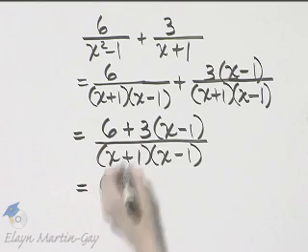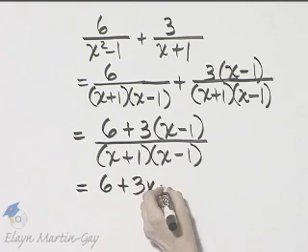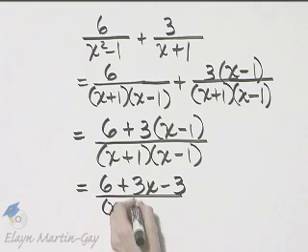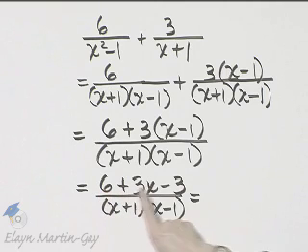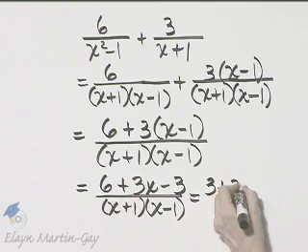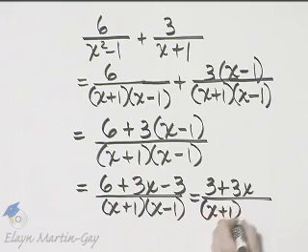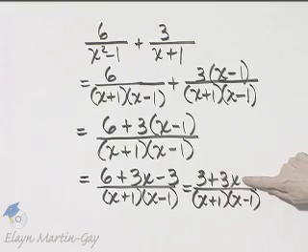So that's 6 plus, use the distributive property, that's 3x minus 3 all over that denominator, x plus 1 times x minus 1. And do I have any like terms? Well, yes, I have 6 minus 3, which is 3, plus 3x over that denominator. So I've got x plus 1 times x minus 1.